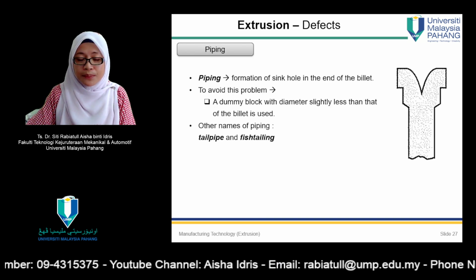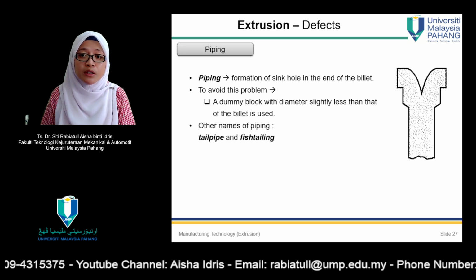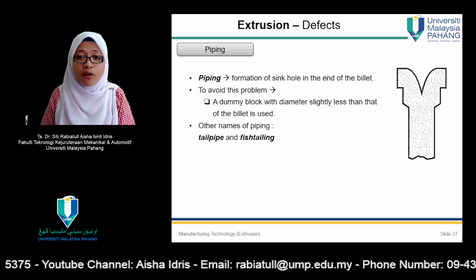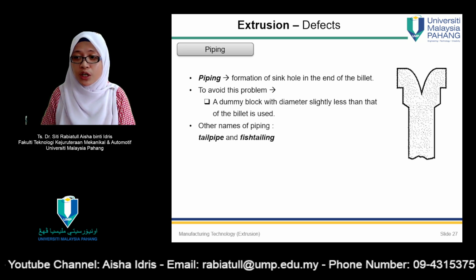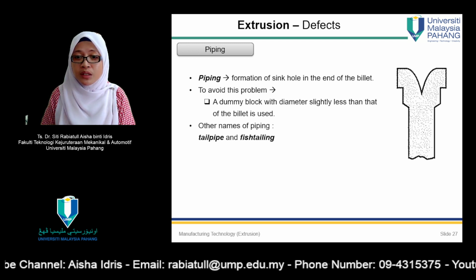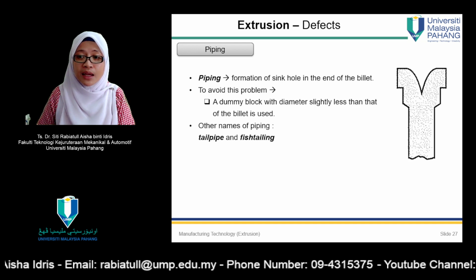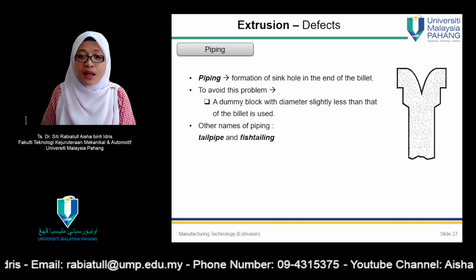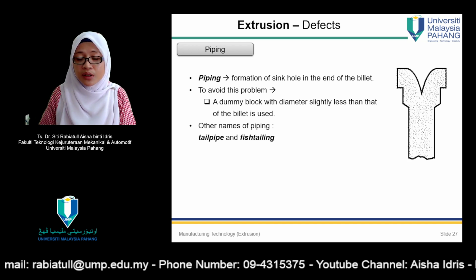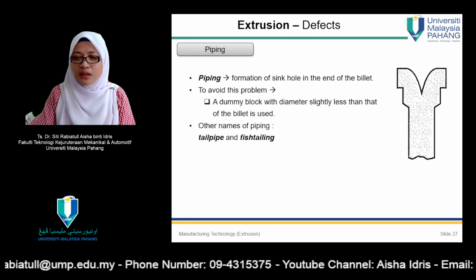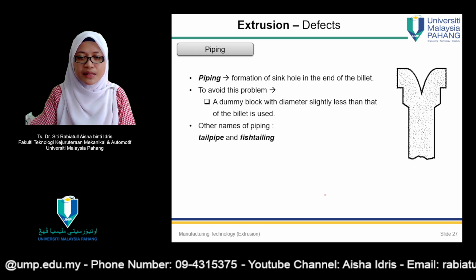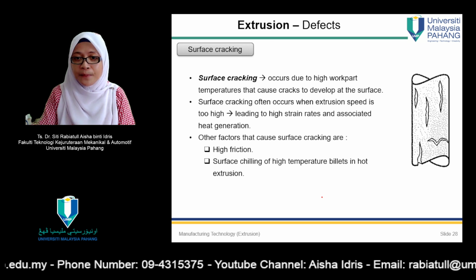Number two is piping, the formation of a sinkhole at the end of the billet. To avoid such a problem, we just need to add a dummy block with a diameter slightly less than that of the billet. Other names for this type of defect are tailpipe or fish tailing.